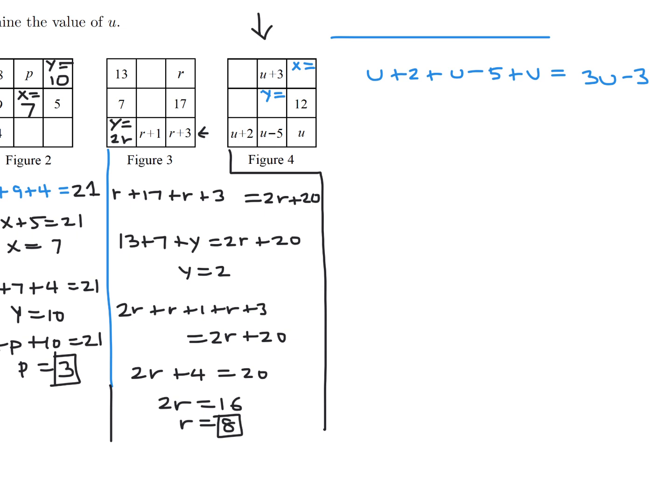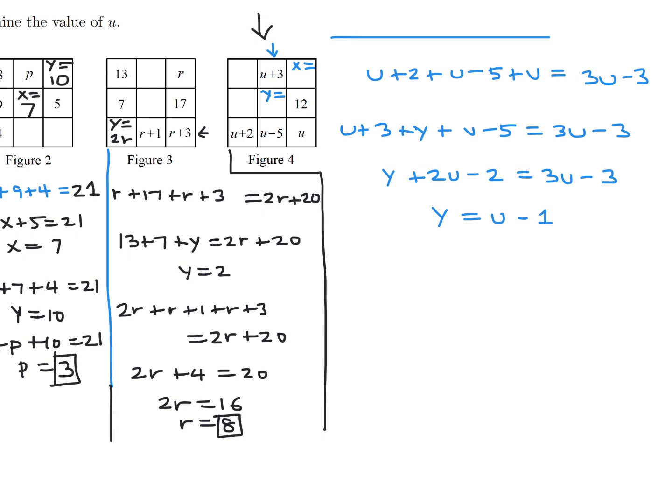Let's go with the second column there, that one. So u plus 3 plus y plus u minus 5 would be this 3u minus 3. So that would mean that we have y plus 2u minus 2 is 3u minus 3. Therefore, y would be u minus 1. Okay, let's put that in there, u minus 1.